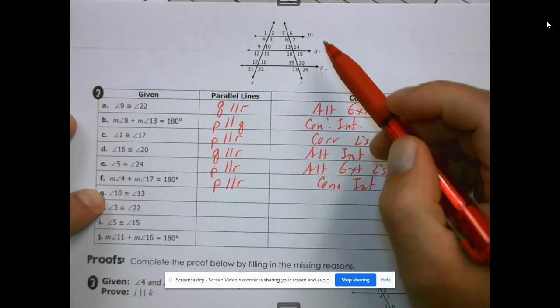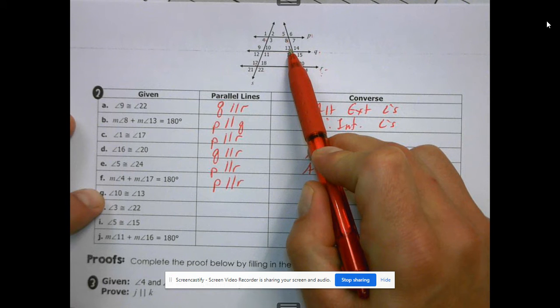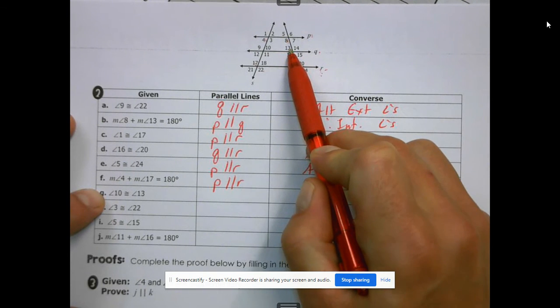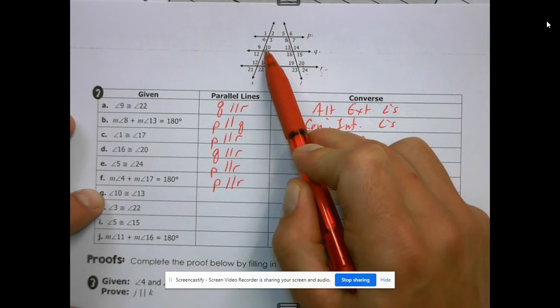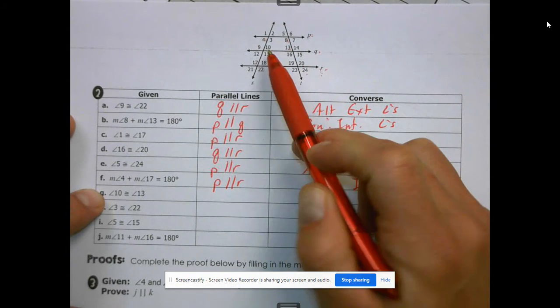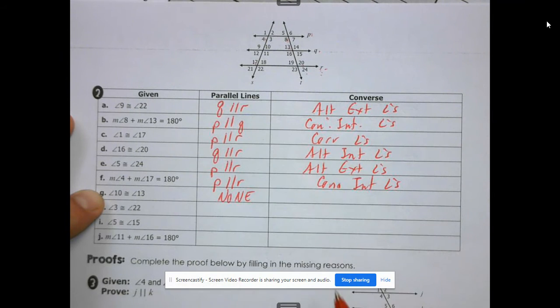Ten and 13. There's 10, there's 13. We got an issue here. 10 and 13 do not have a relationship whatsoever. There is no relationship, so we cannot prove any lines parallel with those two angles. That's a none.